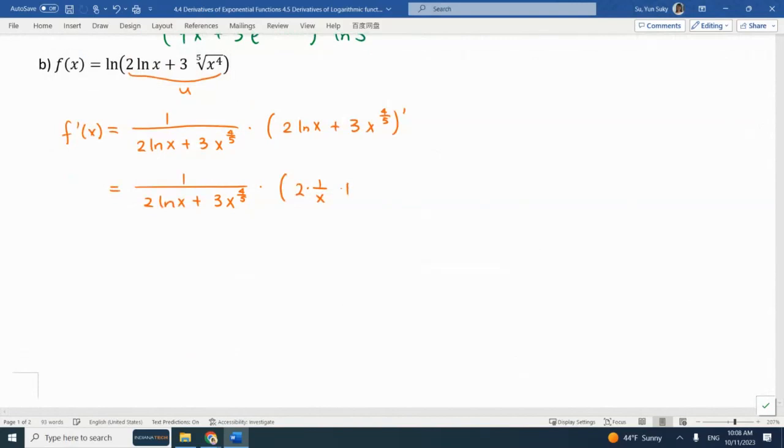Okay, and then next, the derivative of this is what?